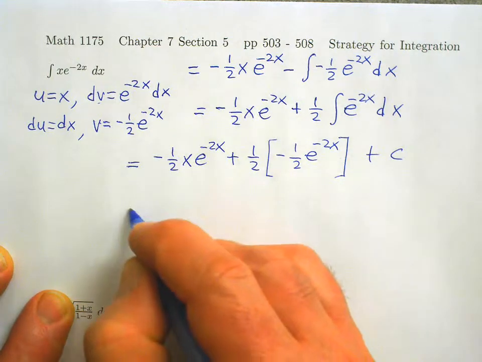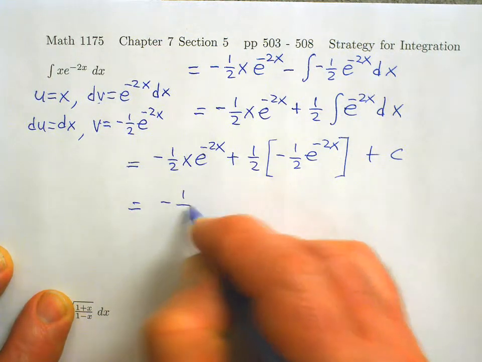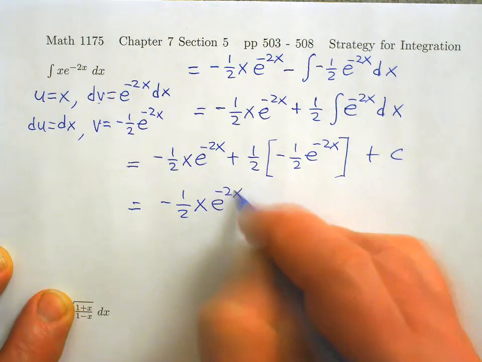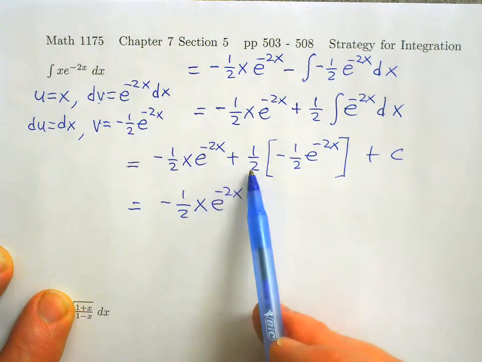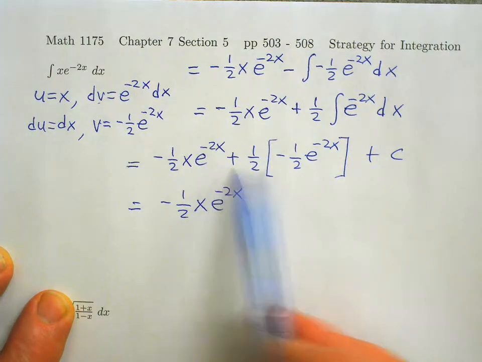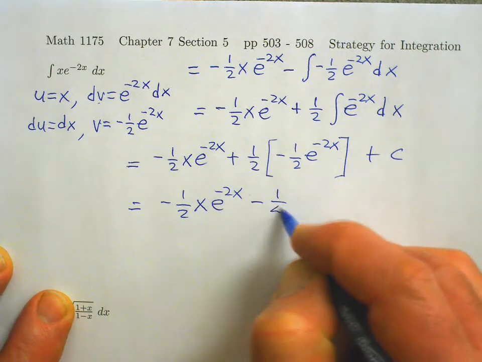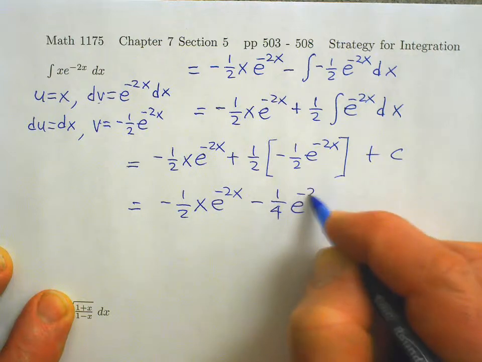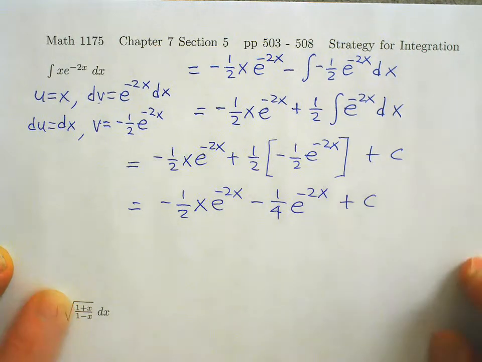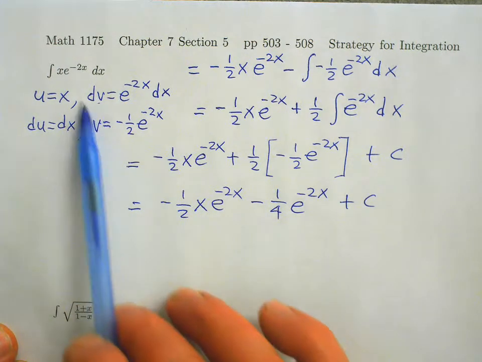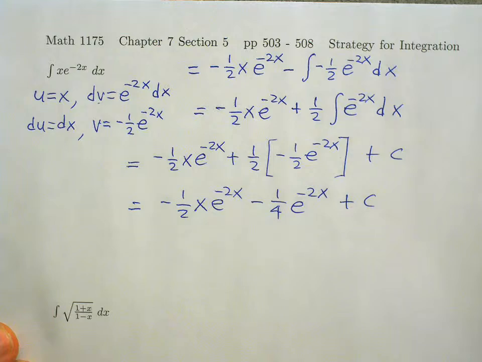And then the last step, negative 1/2 times x times e to the negative 2x. And here we're adding a negative, so plus 1/2 times negative 1/2. So we write this as minus 1/4 times e to the negative 2x plus a constant. Okay, so that's the result of the integration by parts example.